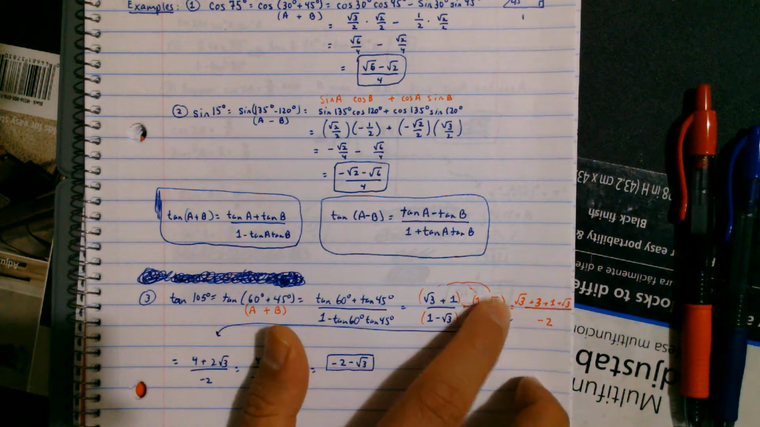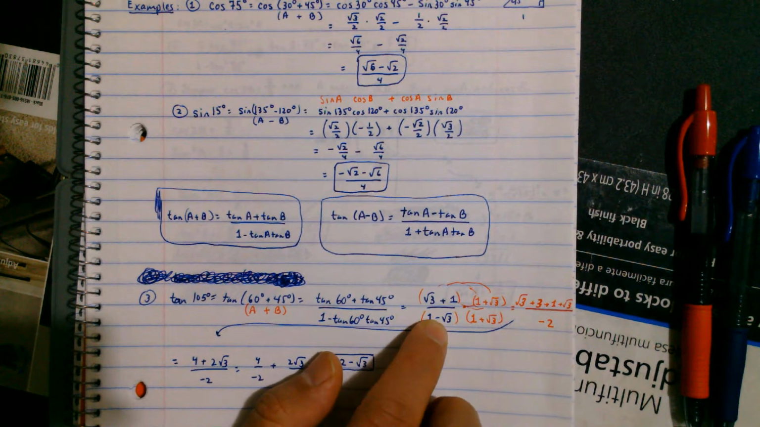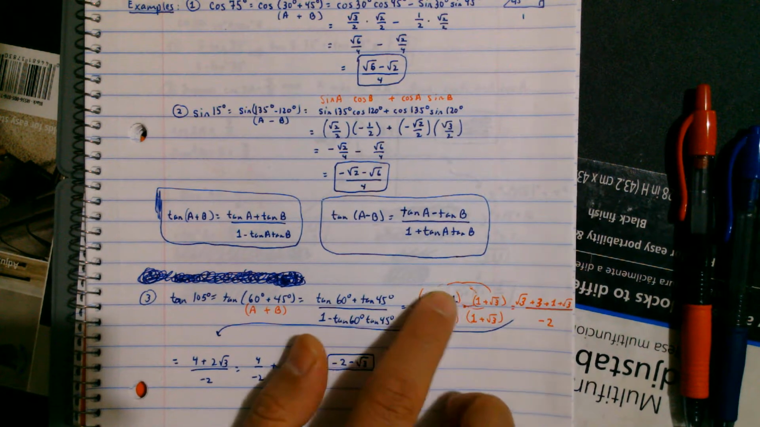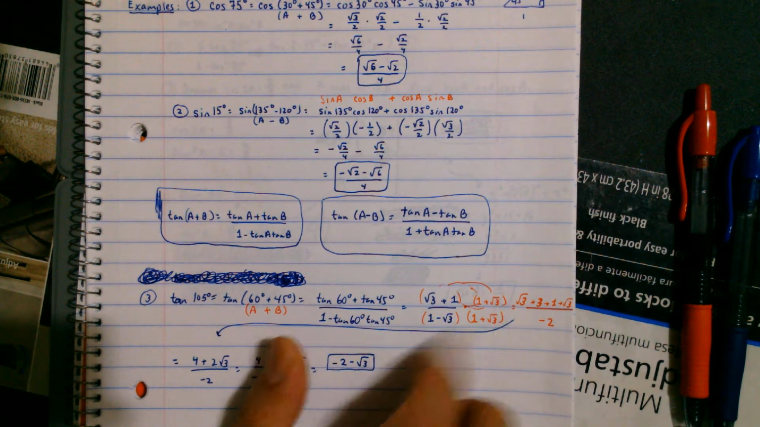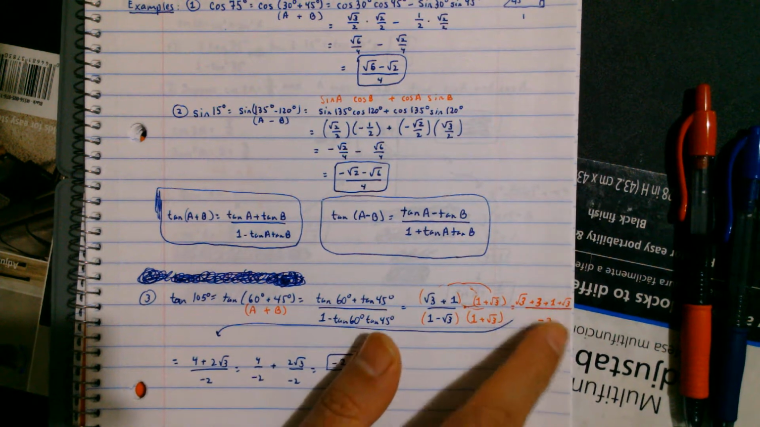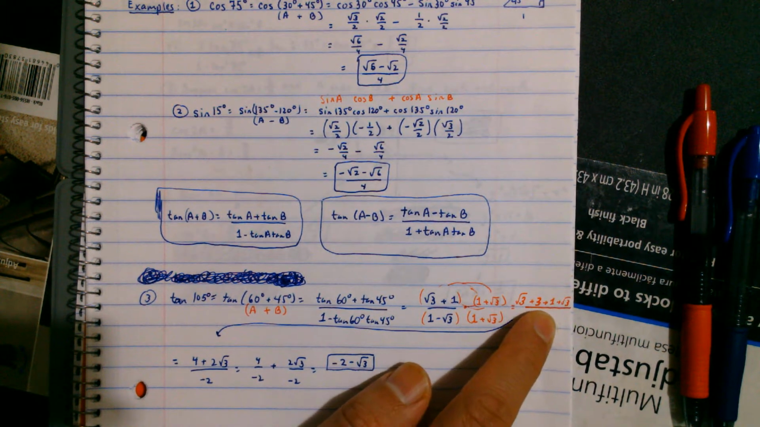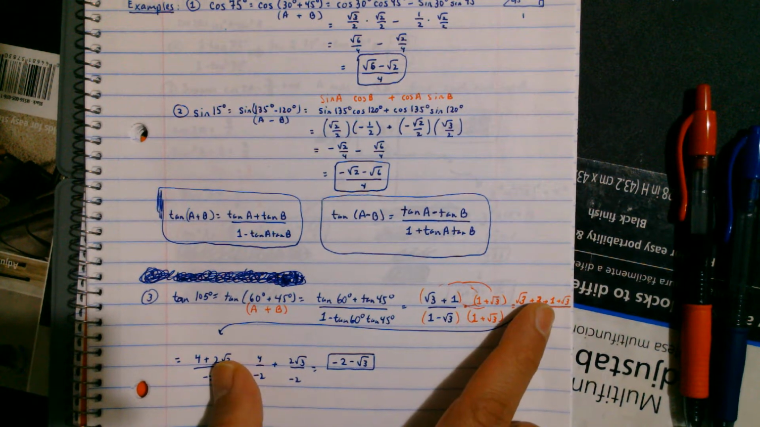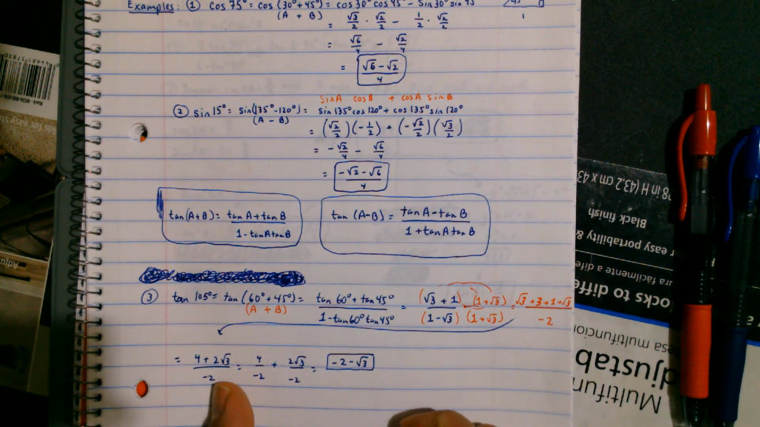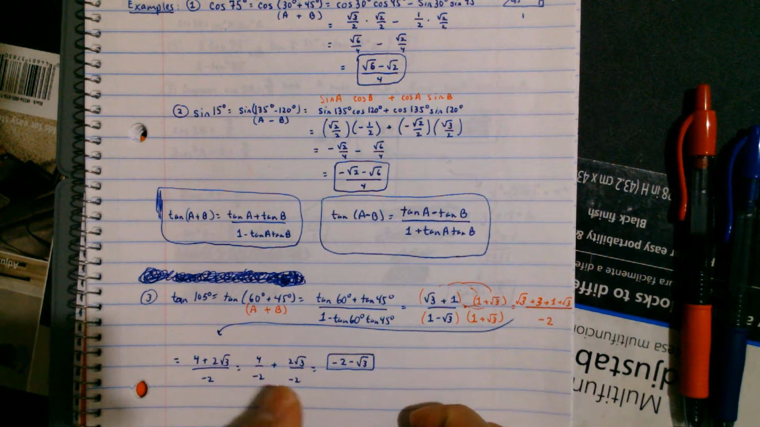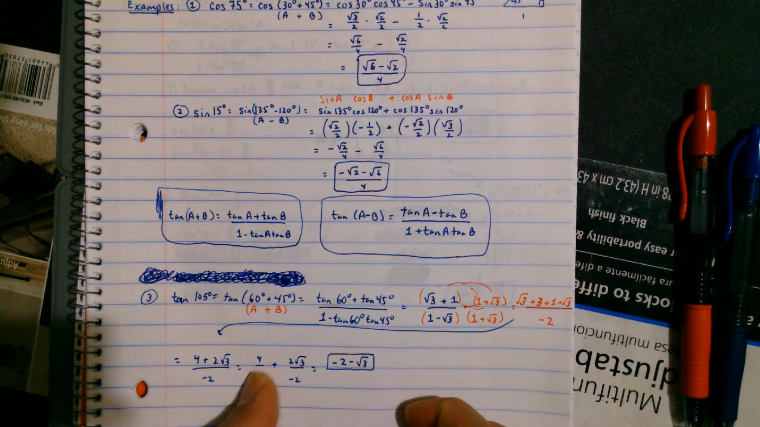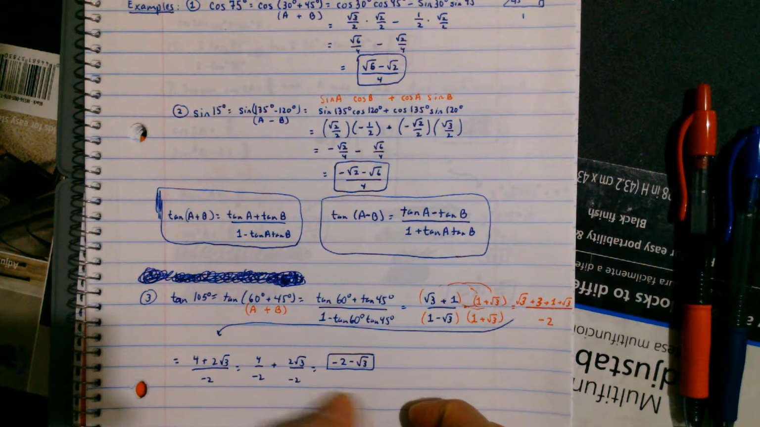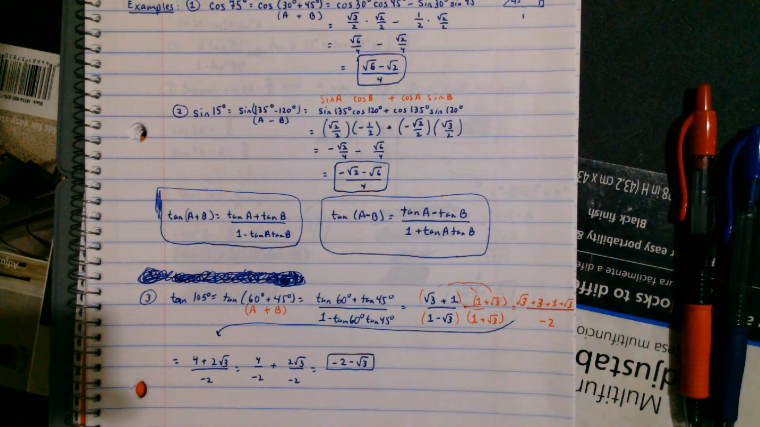So when you FOIL everything out, the bottom becomes 1 minus 3, or just negative 2. The top becomes square root of 3 minus 3 plus 1 plus square root of 3. Square root of 3 plus square root of 3 is 2 square root of 3. 3 plus 1 is 4. When you divide by negative 2, you can divide each piece by negative 2. So when you divide out here, this becomes negative 2 minus square root of 3. So tangent of 105 is negative 2 minus the square root of 3.